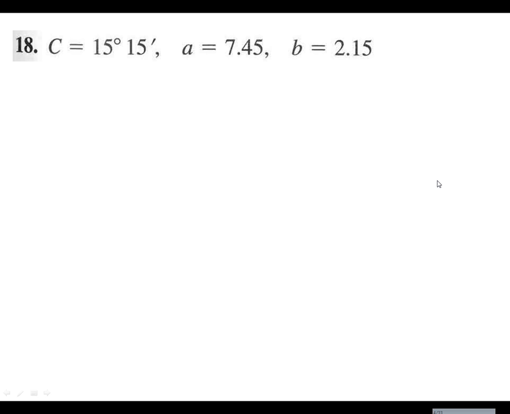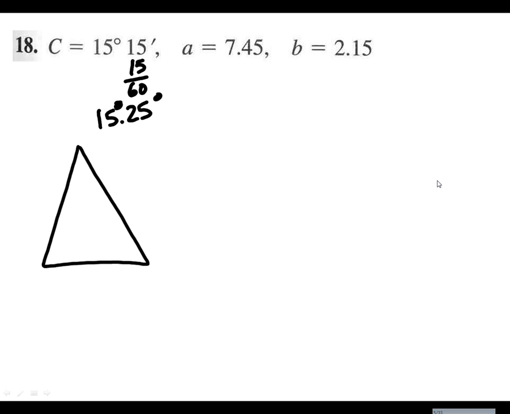Let's move along. 18, we're going to do the same thing. We're going to solve for the triangle. Quick conversion here, 15 degrees and 15 minutes. We're going to go 15 over 60 to get 0.25, so angle C is really 15.25 degrees. Let's draw ourselves a triangle, ABC. A is 7.45, B is 2.15, and angle C we said was 15.25.